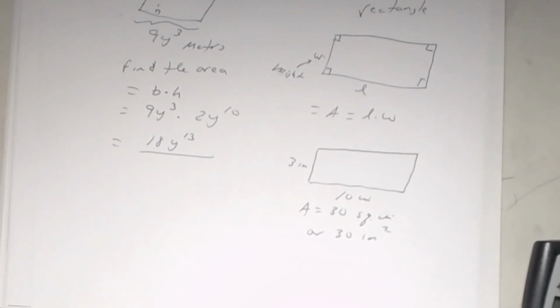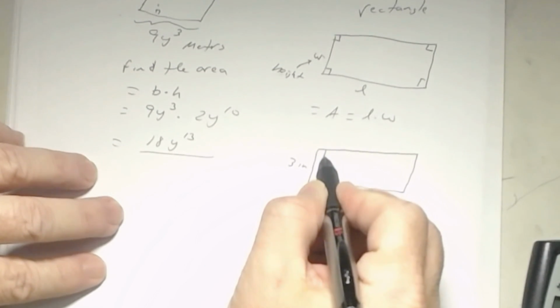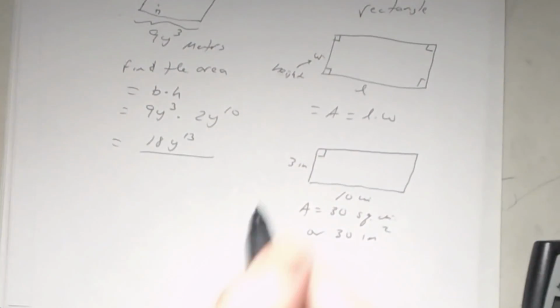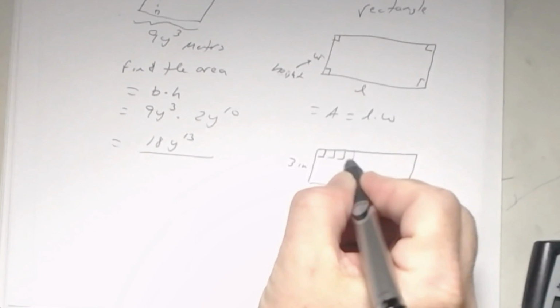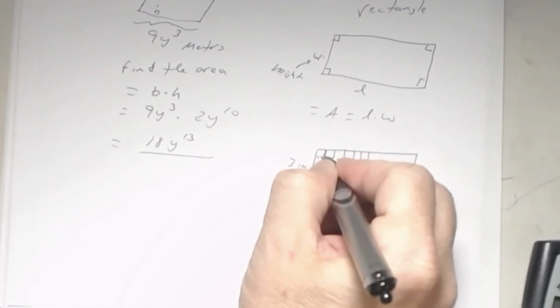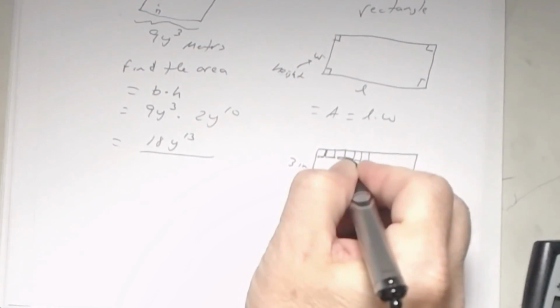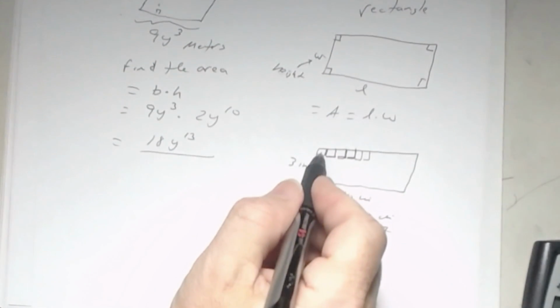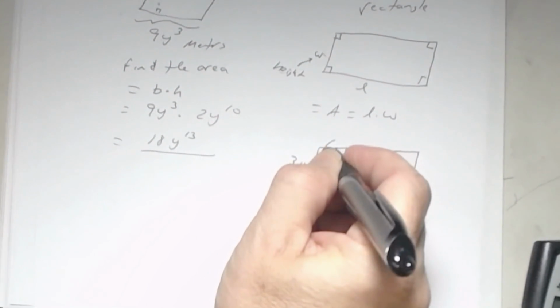The other idea is this. When you are finding the area of a rectangle or any figure, it doesn't have to be a rectangle, it could be an irregular shape, we're saying that this area is 30 square inches. That means I'm going to have 30 little squares in here, where this is 1 inch and this is 1 inch. So it'll be 30 of those. That's where that 30 comes in. So 30 square inches, and each of those is 1 square inch.